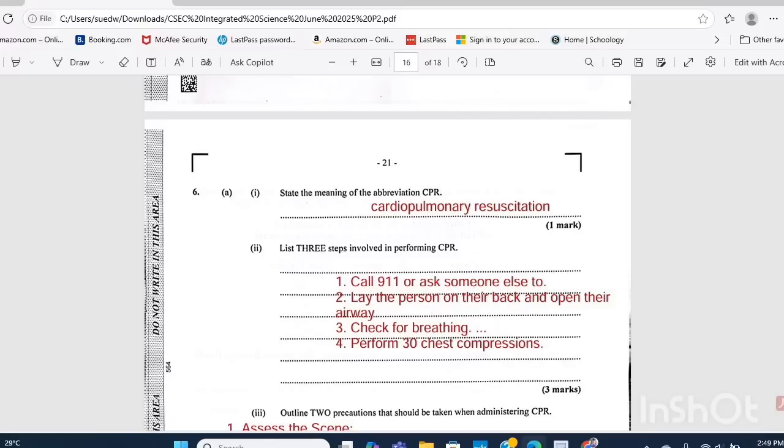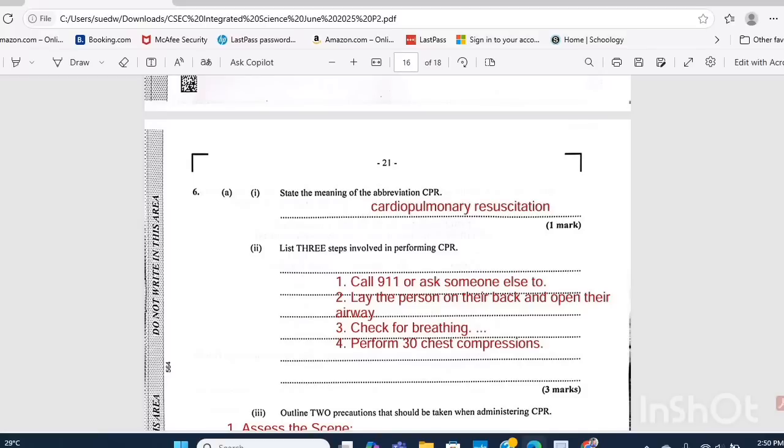So it says list 3 steps involved in performing CPR. Steps 1 to 4. Call 911 or ask someone else to. And I think our common knowledge of seeing CPR done in movies or maybe even around us, or we have some experience with someone we know doing CPR, right? Or even if you are someone who's trained, I know in the cadets they should teach you first aid. So if there are any persons here who have done the cadets, then this should be taught to you.